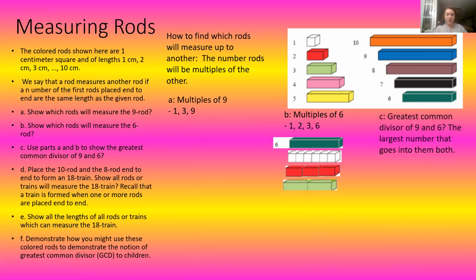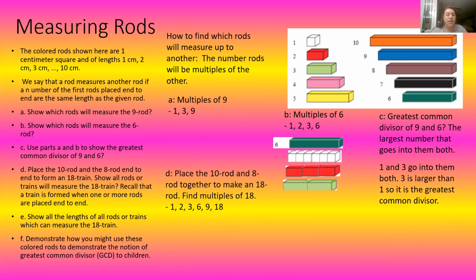Now, the greatest common divisor of 9 and 6 is the largest number that goes into them both. We know 1, 3, and 9 go into 9, and 1, 2, 3, and 6 go into 6. What numbers in the multiples are the same as the other? Well, I see 1 and 3. So which one is the largest? 1 and 3 go into them both. 3 is larger than 1, so it is the greatest common divisor.